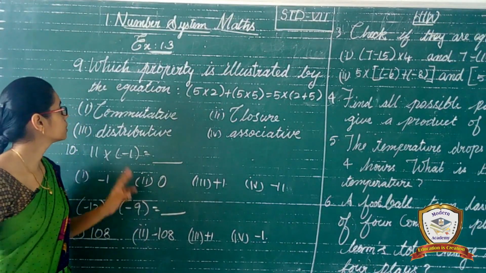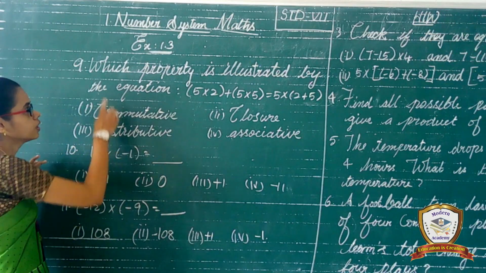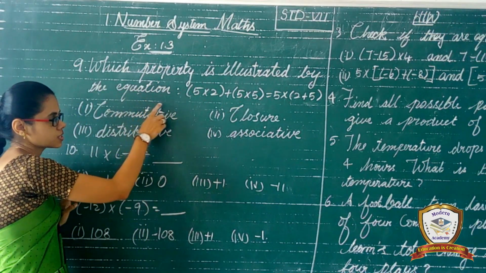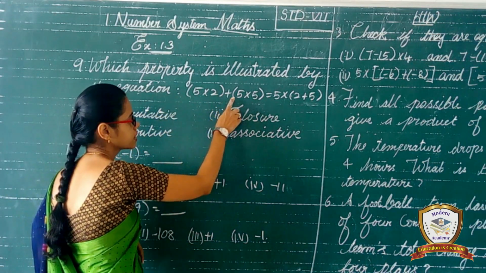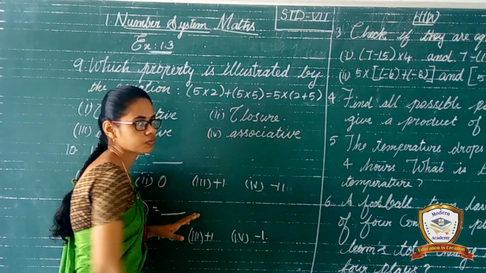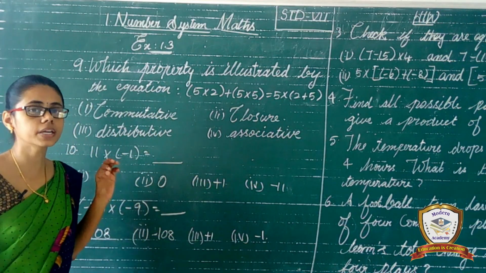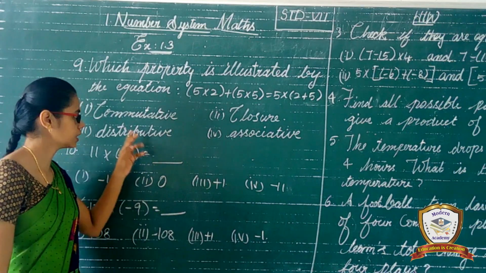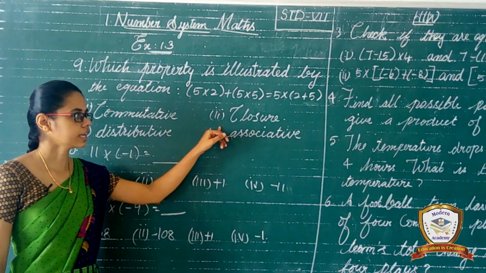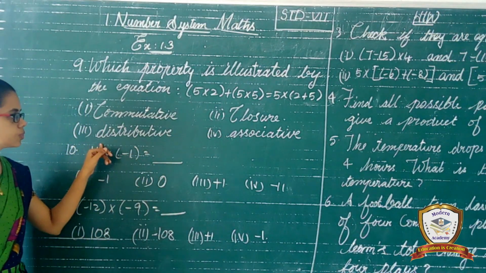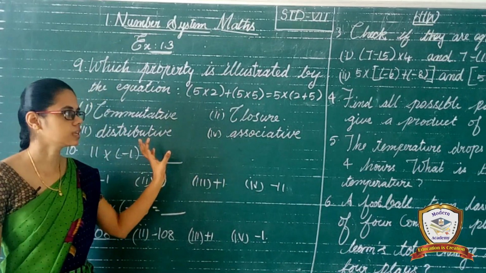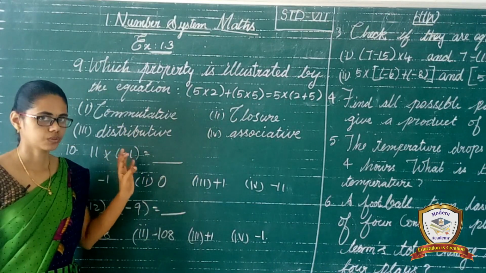Okay. Next, see the last question, the 9th one. Which property is illustrated by the equation 5 into 2 plus 5 into 5 equal to 5 into 2 plus 5? So we have to find the property name. So this is which property? See here, 4 options are there. First one commutative property, second one closure property, third one distributive property, and fourth one associative property. So which property will come? We have to find it.